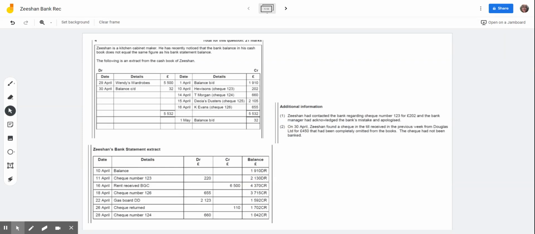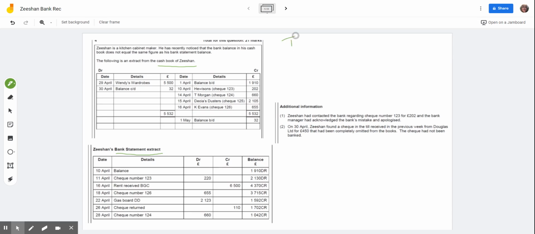So this question is a past AQA question from a previous year. We're going to tackle this together now. Without further ado, it's a bank reconciliation question, so we're going to have to reconcile the bank statement. We've got the bank statement extract here, with the cash book, which we're given up here.